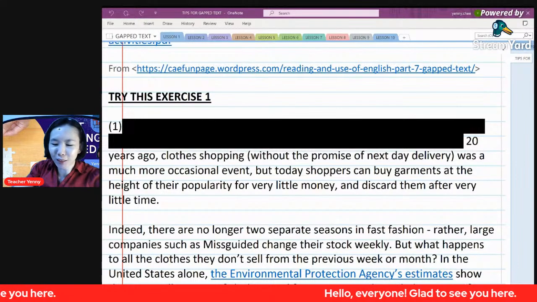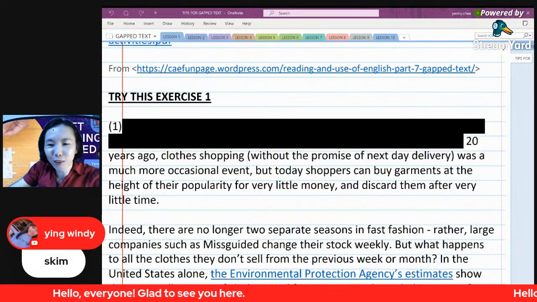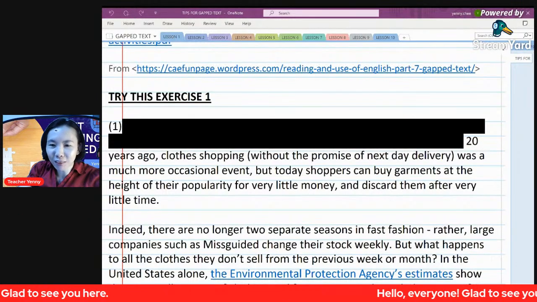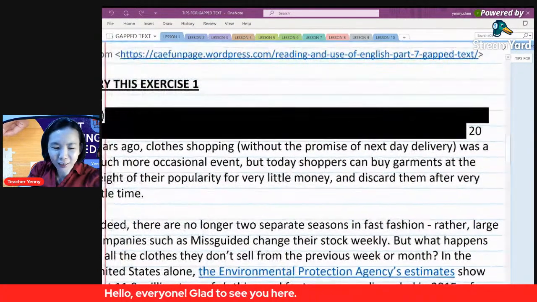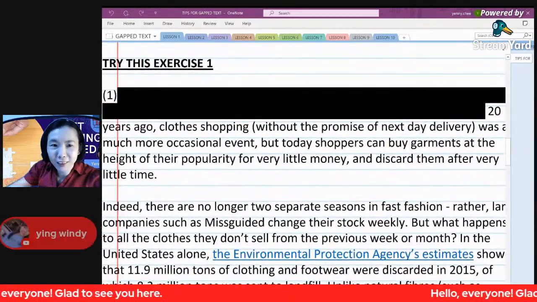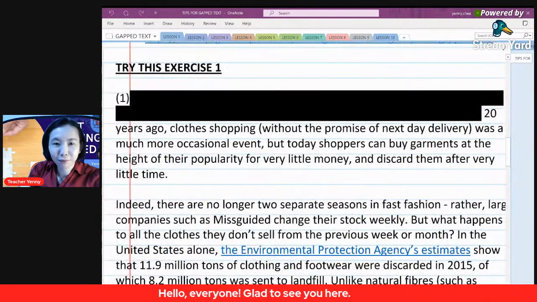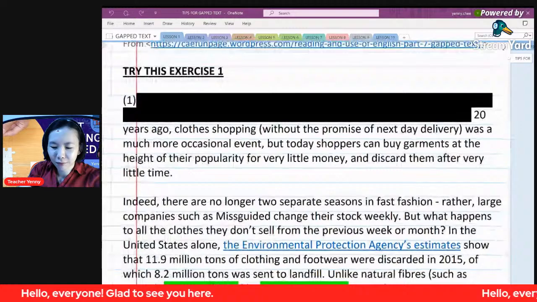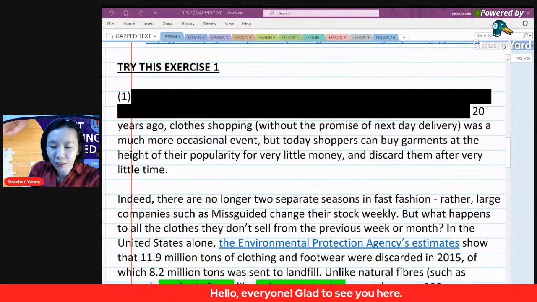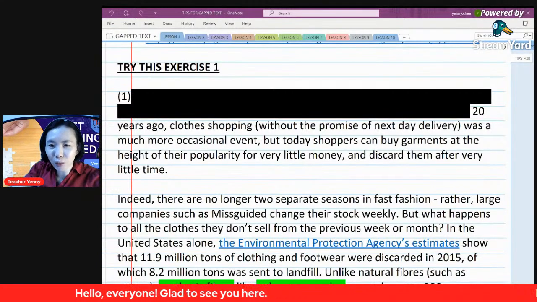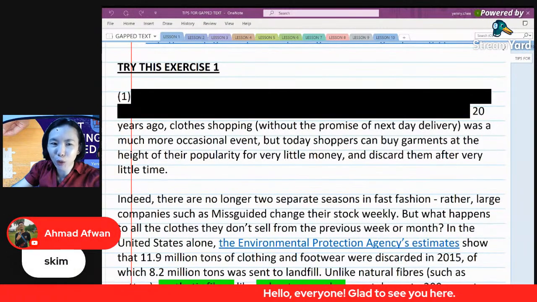Skim. What do you need to skim? Yes, very good, Ying Windy. Good job. You need to skim. What do you need to skim? Skim the missing sentences, or you need to skim the passage or the text? Yes, I know you need to skim, but what do you need to skim? Anyone else besides Ying Windy? Umaira, skim. Skim what? Skim the text. Yes, very good. Skim the text.